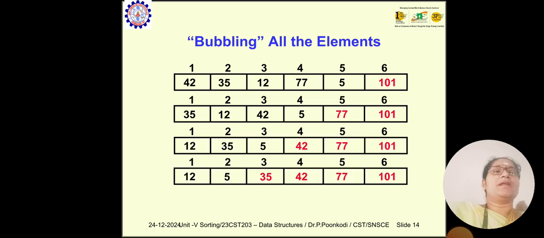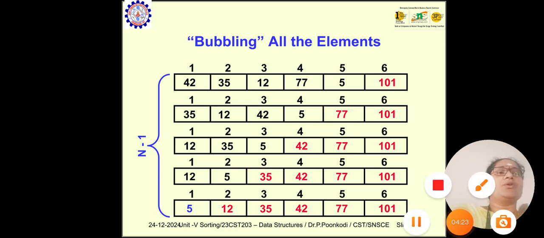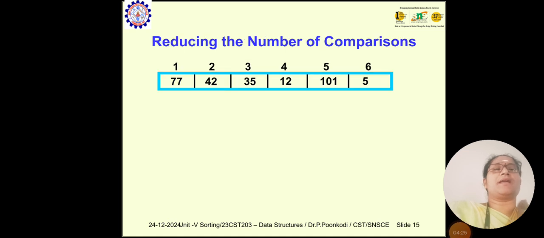In the next pass, we will move this 42. Compare, 42 is largest, move it here. Then in the next step, 35 and 5 will be compared. 35 is largest, so it is swapped to the next position. Next, 5 and 12 should be compared. 12 is largest, so it is swapped. So how many passes have taken place? 5 passes have taken place in order to sort the elements in ascending order.